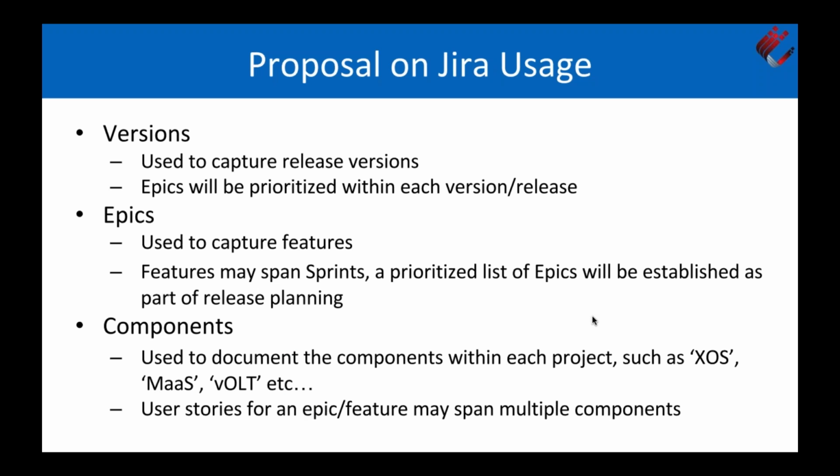So here's a quick proposal on some things we could do in terms of changing how we use Jira. I've been looking through the Jira user stories, and let's just say I get a bit lost. I think the context is lost. So one of the proposals for Jira is the use of versions to drive a prioritized list of features for us to deliver on.